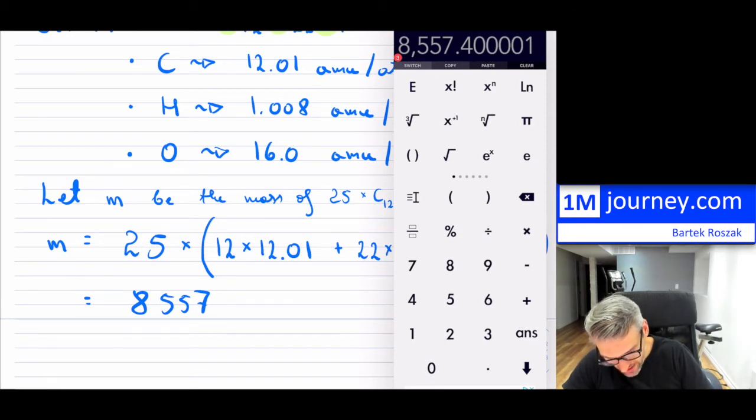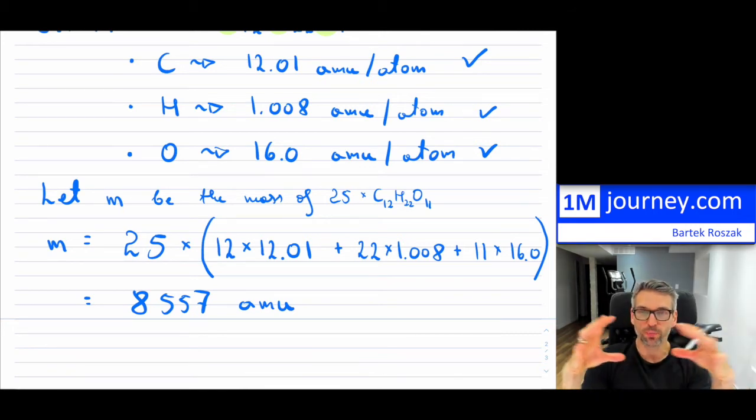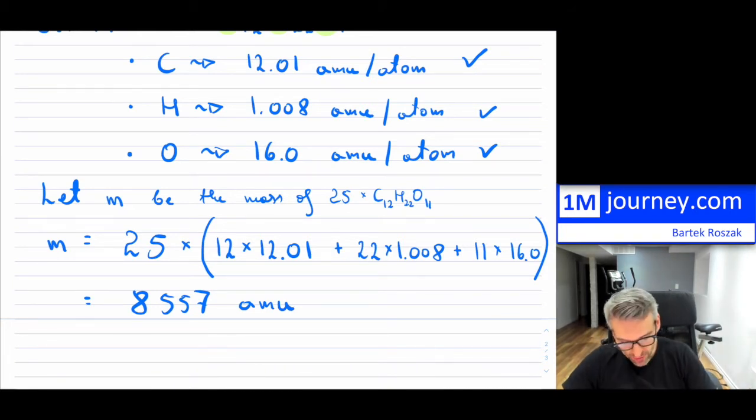And now what's the unit? Well, it's atomic mass units. And it's not per atom because we have 25 of these molecules in total. So there is no per atom, it's just atomic mass units now. That's how you would set up this particular example.